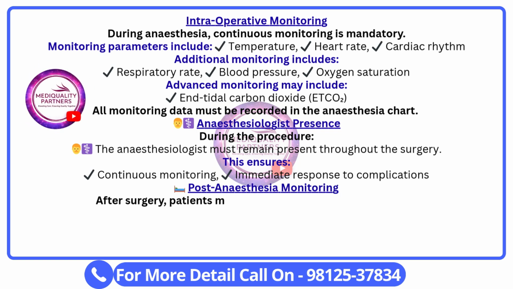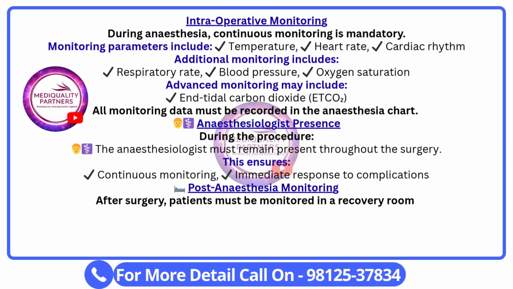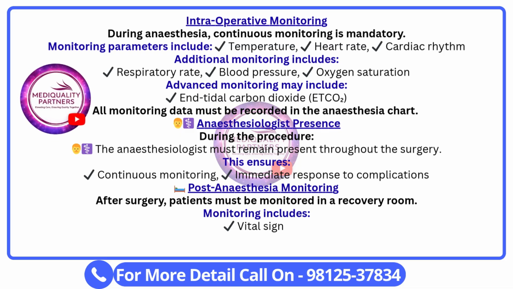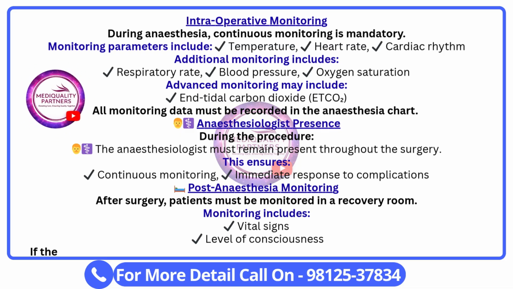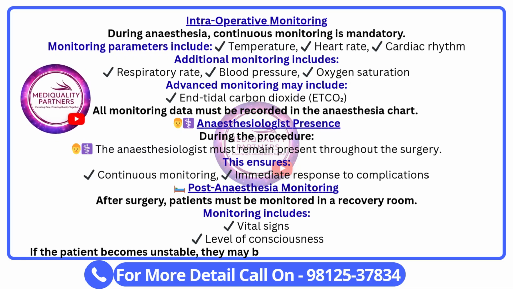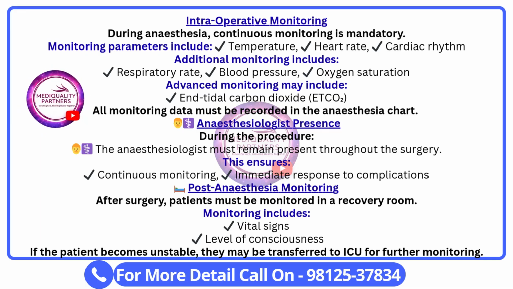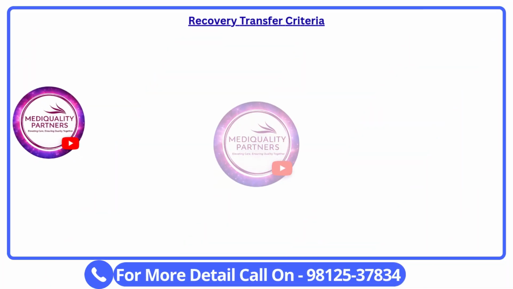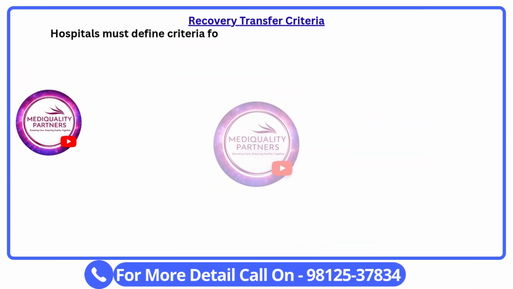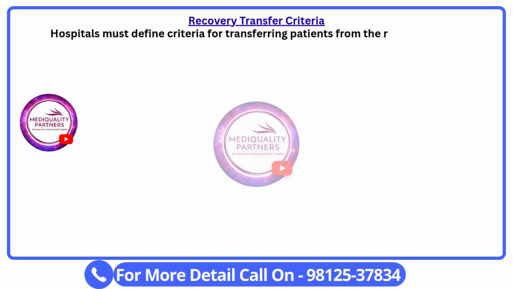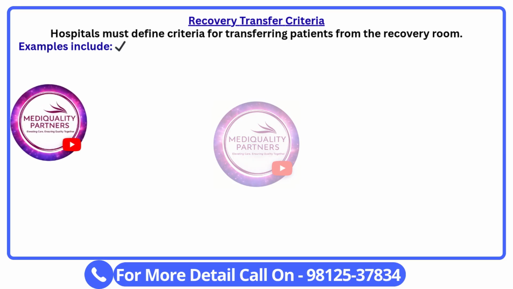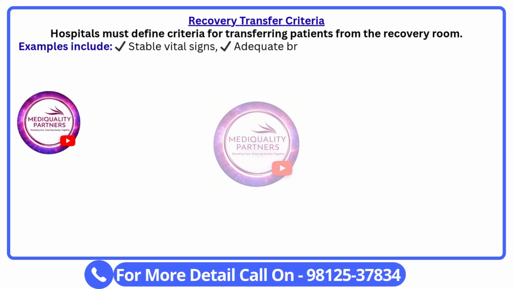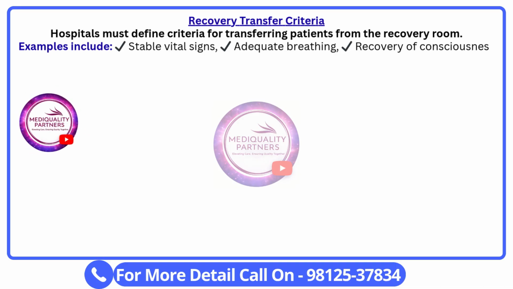Post-anesthesia monitoring. After surgery, patients must be monitored in a recovery room. Monitoring includes vital signs, level of consciousness. If the patient becomes unstable, they may be transferred to ICU for further monitoring. Recovery transfer criteria. Hospitals must define criteria for transferring patients from the recovery room. Examples include stable vital signs, adequate breathing, recovery of consciousness.